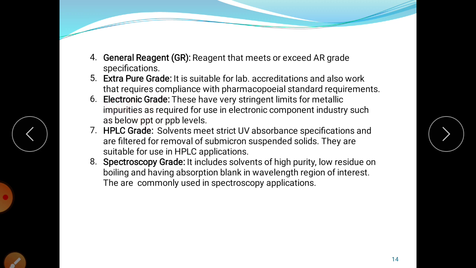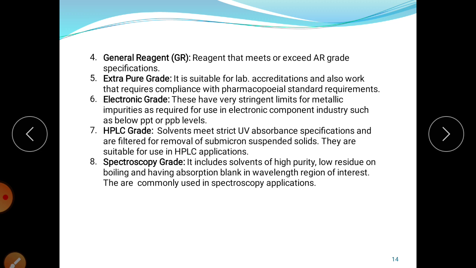The next one is electronic grade. These chemicals have very stringent limits for metallic impurities, very narrow limits which are required for use in the electronic component industry, and their impurity level is below ppt or ppb, parts per trillion or parts per billion, because electronic components are very sensitive. That's why there is a stringent limit for metallic impurities. Such chemicals are of electronic grade.